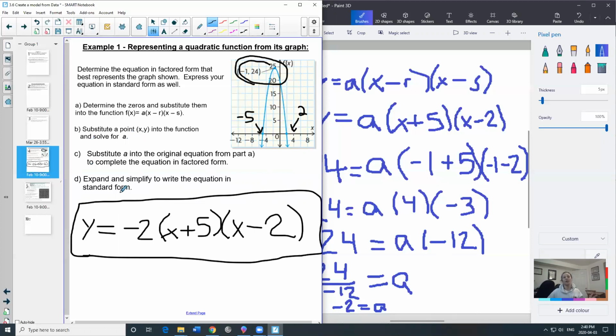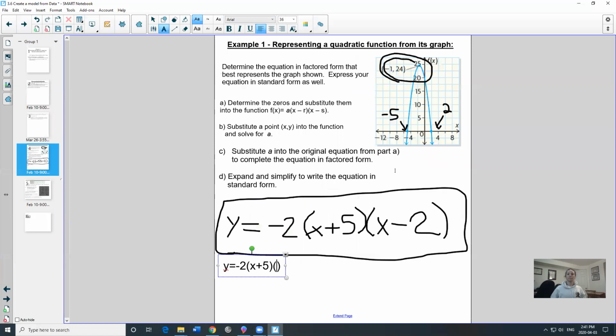Part D, if we wanted to write this in standard form now, we could distribute, right? Remember using your FOIL, and we could expand it. Okay, I can leave that up for you. Actually, you know what? We can do that right here just so you have it. So y equals -2 bracket x plus 5 and x minus 2. Here, let's make this large. Sorry, x minus 2, there we go.